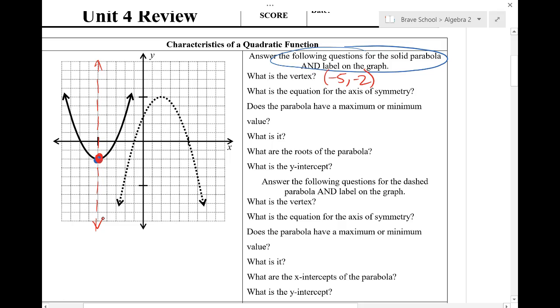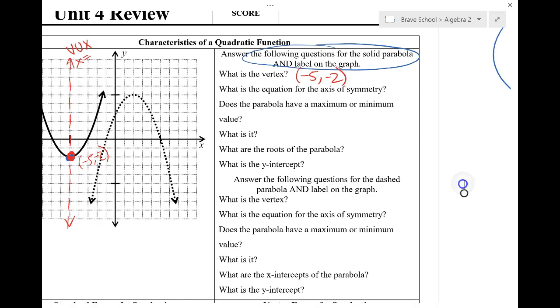You need the equation. Now if you remember, vertical lines, your equation is going to be x equals whatever that number is at the x value, which happens to be -5, because that is our vertex. So axis of symmetry will be -5. So again, it's x equals -5.